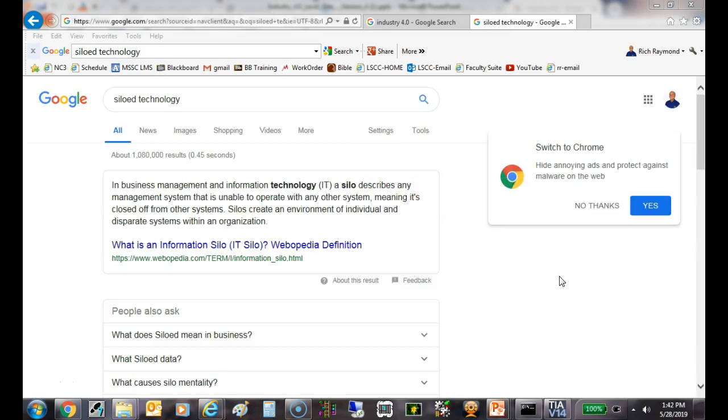So basically, this is the definition we get for silo technology in business management and information technology: a silo describes any management system that is unable to operate with other systems, right? You understand that? So silo basically means stand alone. It's not connected or networked to anything. And we still have a bunch of those out there, right? You understand? Where they're not connected.